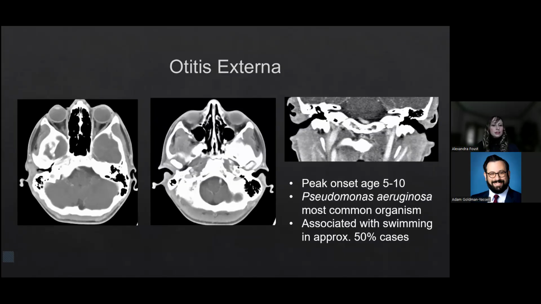All right, so a little bit of shifting gears here, but staying in the external canal. The other common pediatric entity with the external auditory canal is going to be otitis externa. Generally, this is a clinical diagnosis, colloquially called swimmer's ear, and it is associated with swimming in up to half of cases. And this is basically inflammation of the soft tissues about the external auditory canal that can cause transient narrowing, most commonly caused by Pseudomonas aeruginosa, with a peak onset between 5 to 10 years of age.